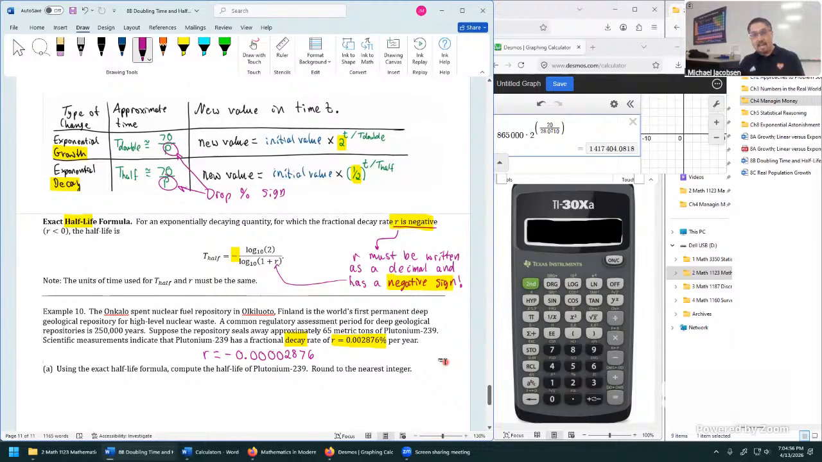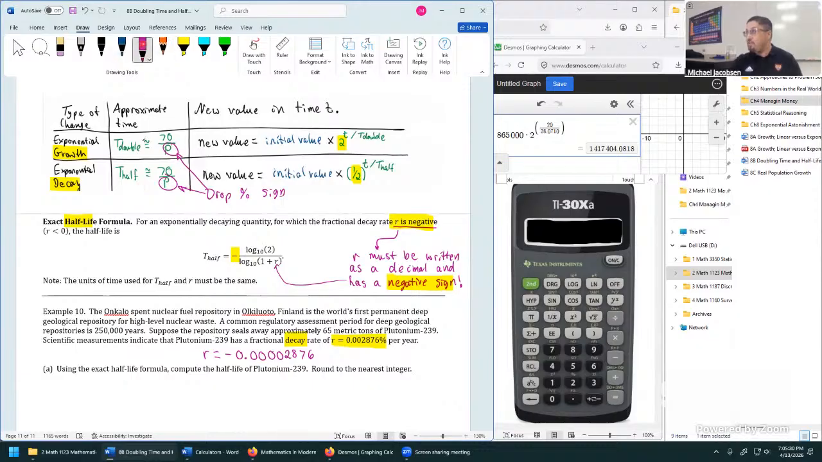We want to use the exact half-life formula to compute the half-life of plutonium-239 and round it to the nearest integer. It's a tricky computation because of everything that's going on with it. But you know what's great about a tricky computation like this is you have a pretty good check available to you. The check is the approximation. Let's start with the check. That way, if we make a mistake in the calculator, we'll know right away if we're way off when we try to plug in this value.